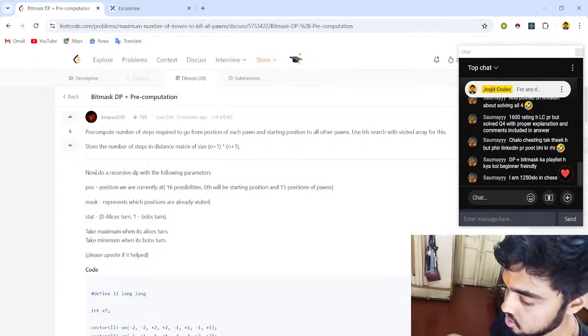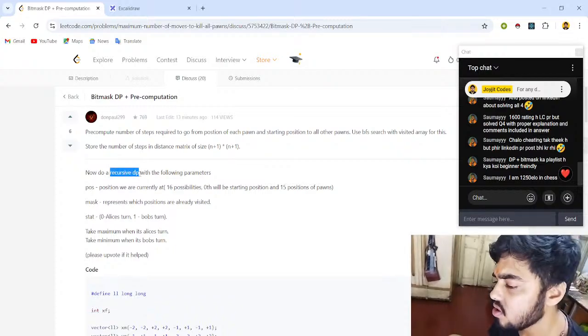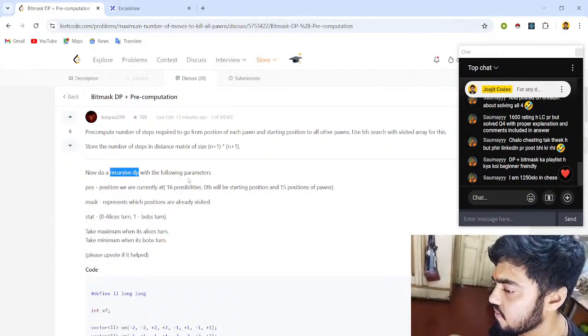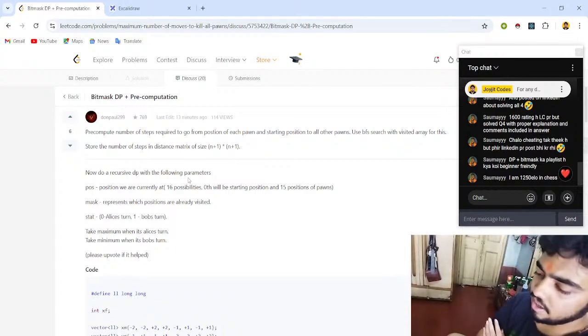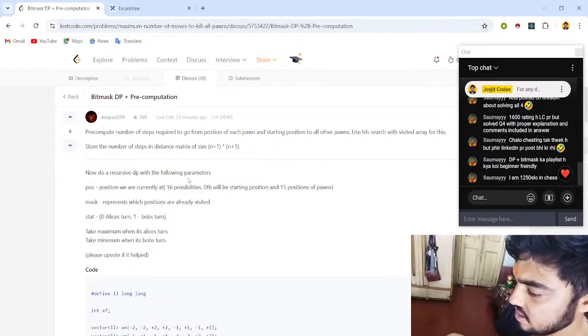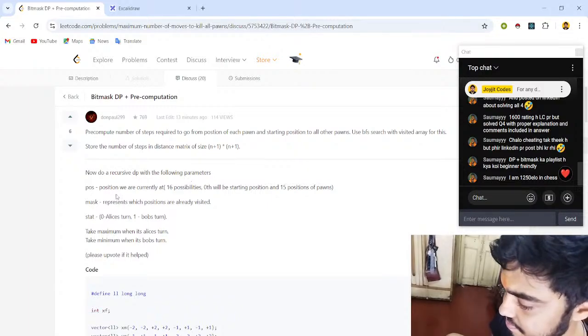Okay, so now we do a recursive. Okay, so it was recursive. Dude, I thought recursive would just make the time complexity bad. So I think I missed this question, man.